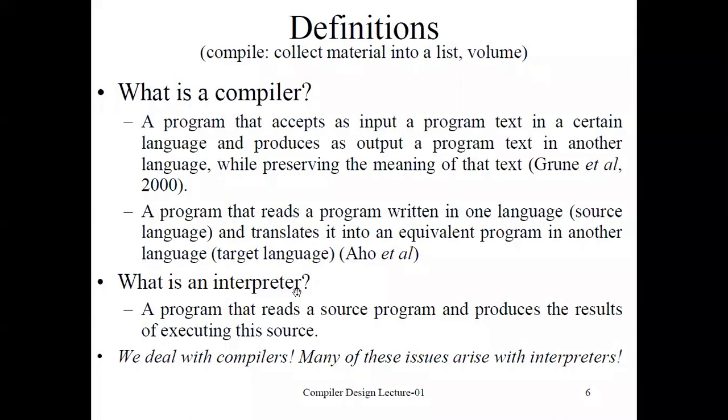Then what is an interpreter? An interpreter is also a program which reads a source program and produces the results of executing that source program. It won't translate. The interpreter is not a translator, whereas a compiler is a translator which converts one form of the program to another form, that is, source language to target language. An interpreter simply reads a source program line by line and produces the results of executing that source. We deal with compilers, though many of these issues also arise with interpreters.